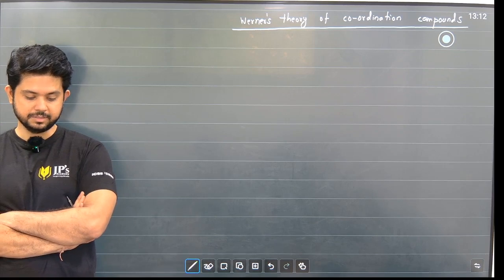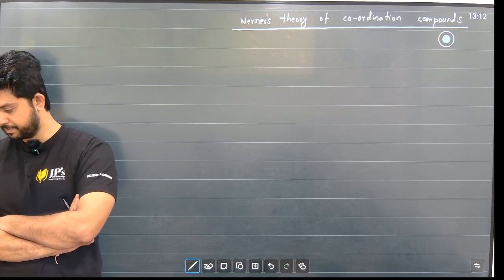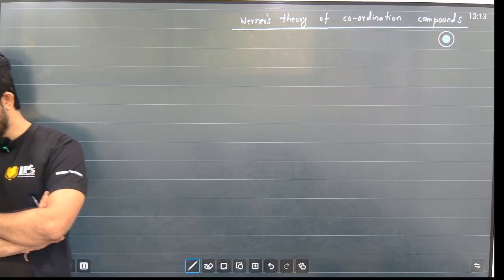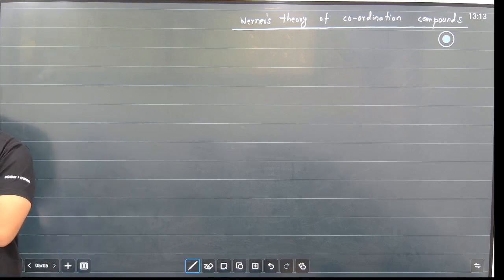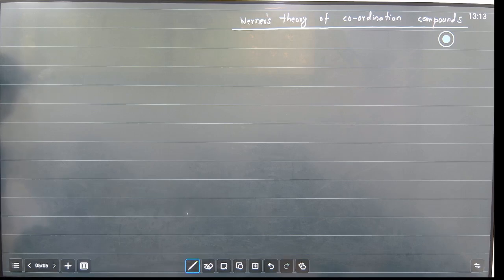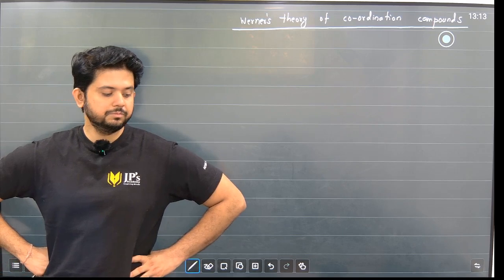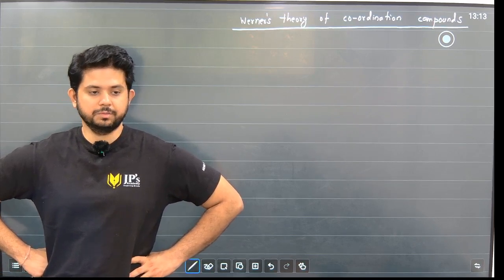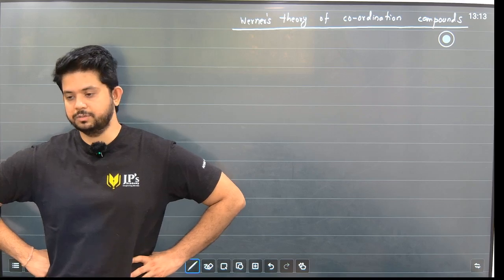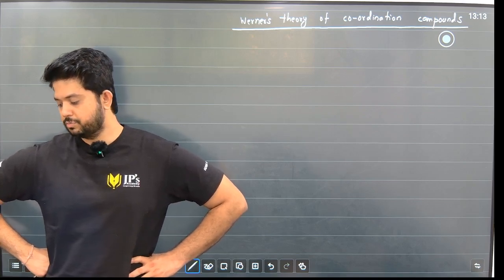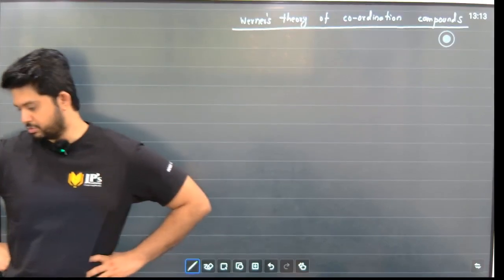अब सेकेंडरी वैलेंसी में लिखो. Secondary valencies are satisfied by groups which are non-ionizable in aqueous solution.